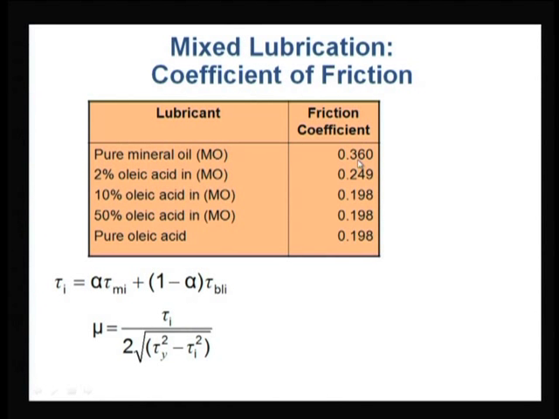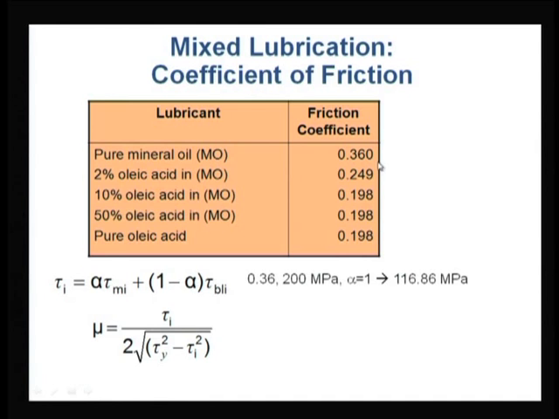That means, if I use a coefficient of friction 0.36 in this relation, tau I can be figured out if I know the tau y. For most of the metals, tau y is known to us. That means, if I know the coefficient of friction and I know the tau y, I can figure out tau I easily. Let us take an example.